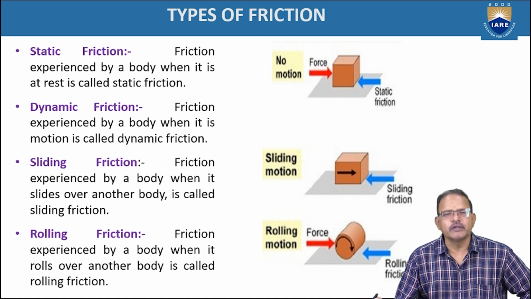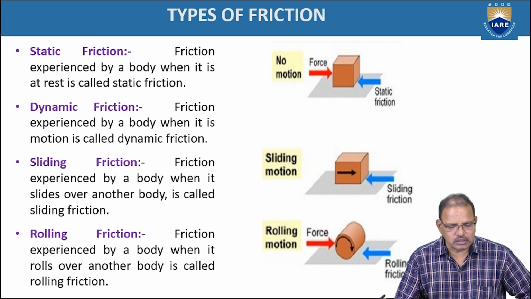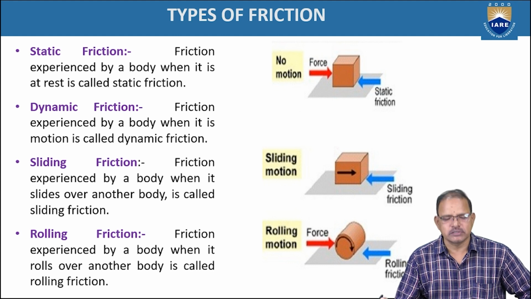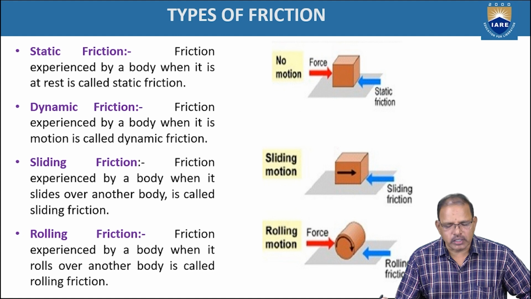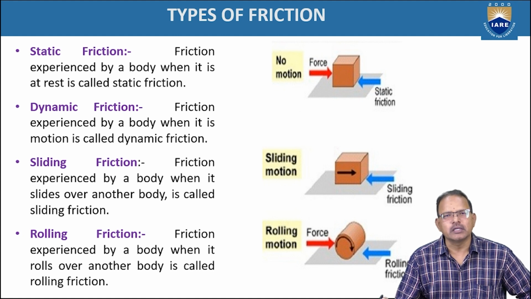Dynamic friction: the friction experienced between the body and the contact surface when it is in motion is called dynamic friction. Sliding friction: the friction experienced between the body and the contact surface when it slides over it is called sliding friction. The rolling friction is the friction force experienced between the body and the contact surface when the body is rolling over the surface.